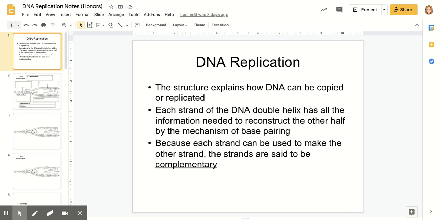Hi, in these notes today, we're talking about DNA replication. So, the structure of DNA has some inherent qualities that allow it to make copies of itself or replicate pretty easily. And that concept lies in base pairing, that A always binds with T and C always binds with G. We say that each strand, you can almost cut it down the middle and it's complementary.